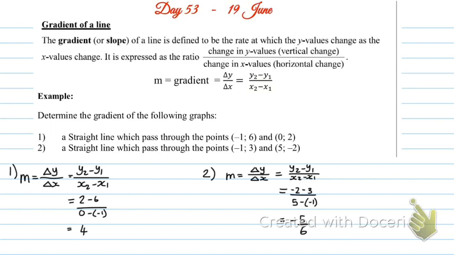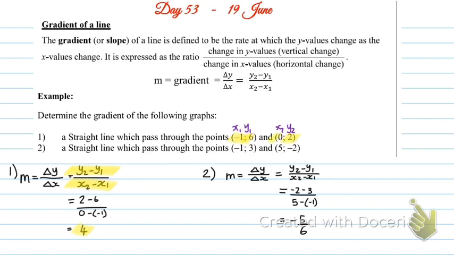Okay, so what I'm going to do is I'm going to mark them x1, y1, x2, y2. Then I'm going to put them into the formula. So first I write down my formula. m is equal to delta y over delta x, which is y2 minus y1 over x2 minus x1. Then I take my y2, which is 2, minus 6, over 0 minus -1. That gives me an answer of 4.